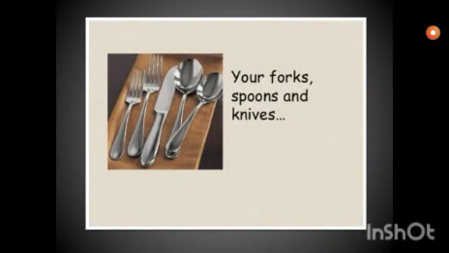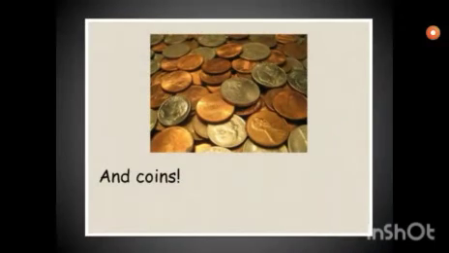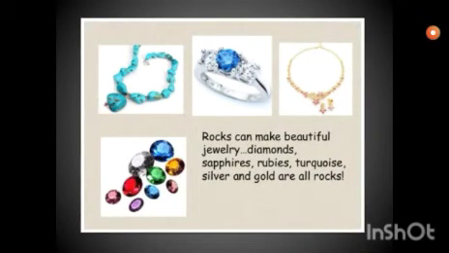Your forks and spoons and knives, most of your car, your scissors and even coins. Yes children, even coins are a type of rock. Coins are the metallic rocks that you see. Rocks can be beautiful jewelry: diamonds, sapphires, rubies, silver and gold. They are all rocks. Yes children, they are all rocks.